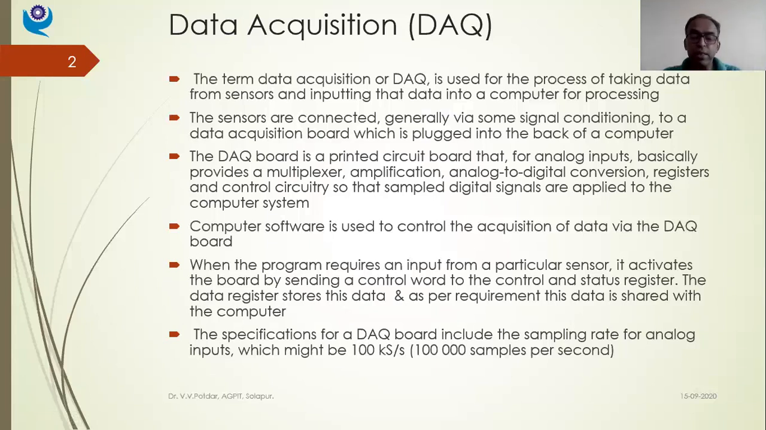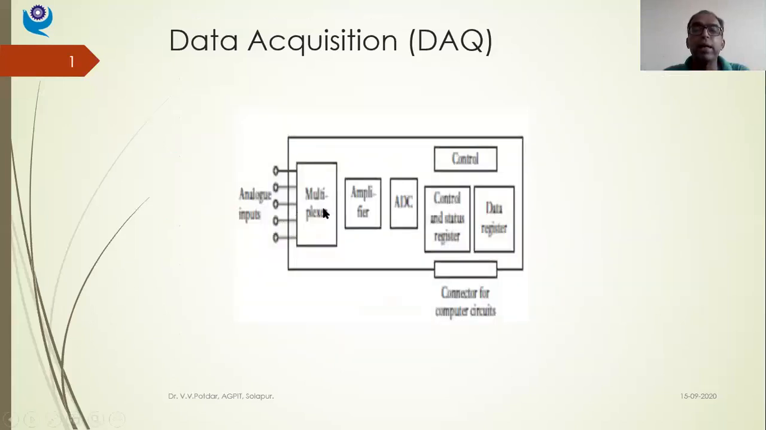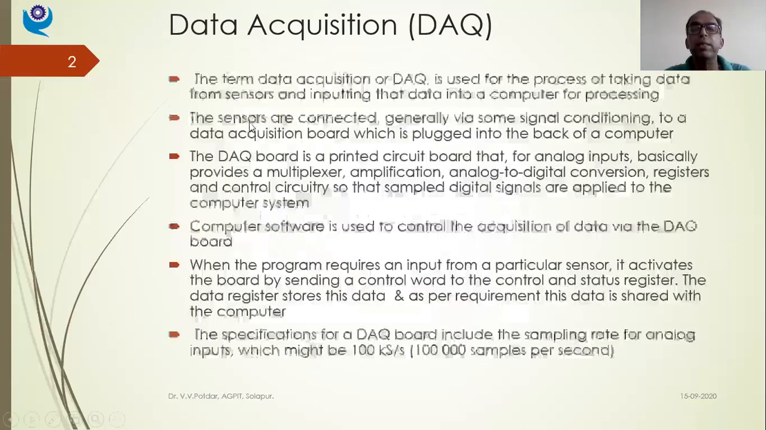The sensors are connected generally via some signal conditioning to a data acquisition board. What are these? These are the signal conditioning devices. The signals are not directly given to the computer. So there is multiplexing, amplification, and ADCs or DACs as the case may be. The sensors are connected via signal conditioning devices to a data acquisition board, which is plugged into the back of the computer.